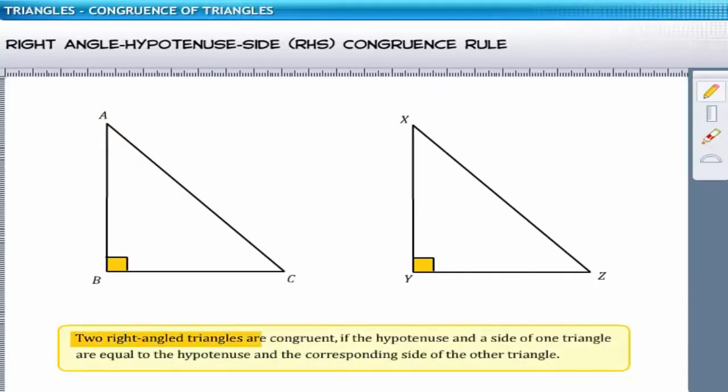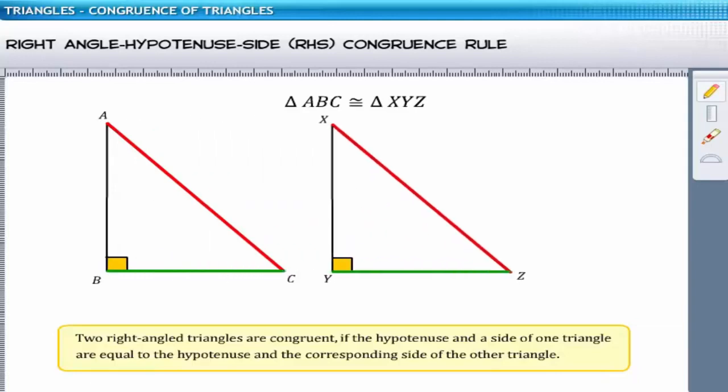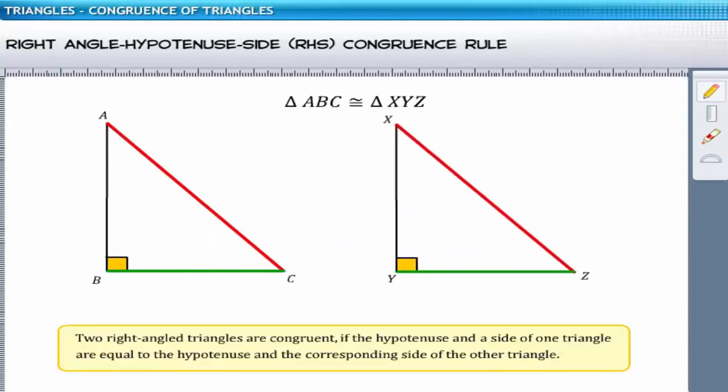Two right-angled triangles are congruent if the hypotenuse and a side of one triangle are equal to the hypotenuse and the corresponding side of the other triangle. This is referred to as the right-angled hypotenuse side or RHS congruence rule. This rule is applicable only for the right-angled triangles, while the rules studied so far are applicable for any triangles.